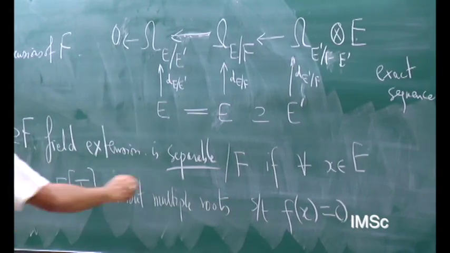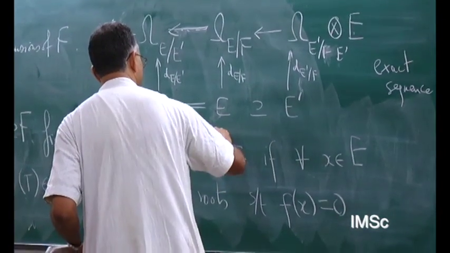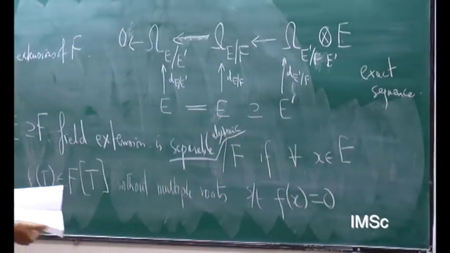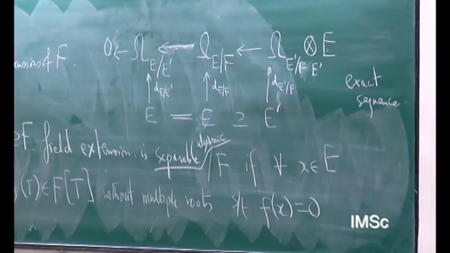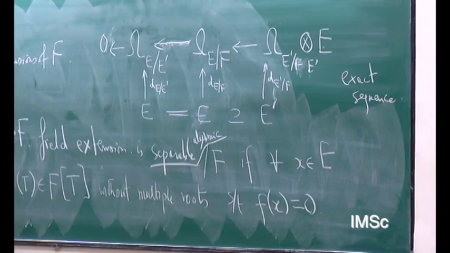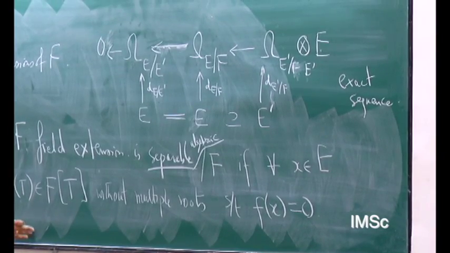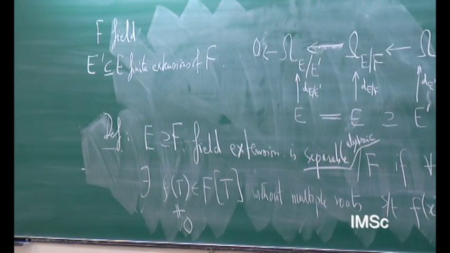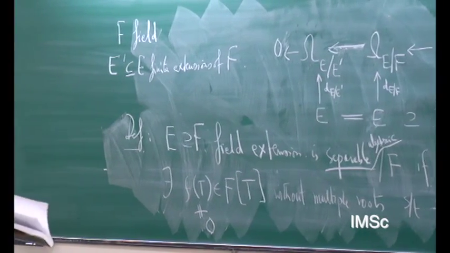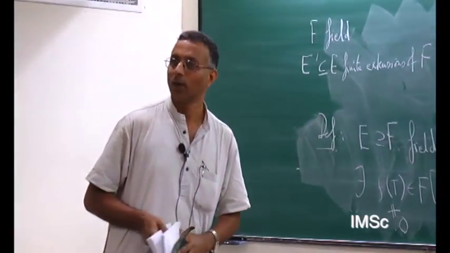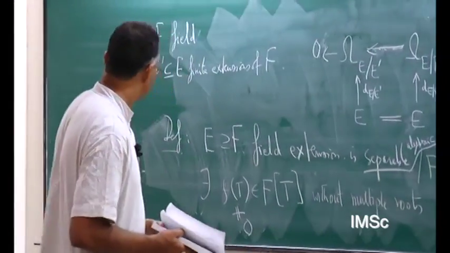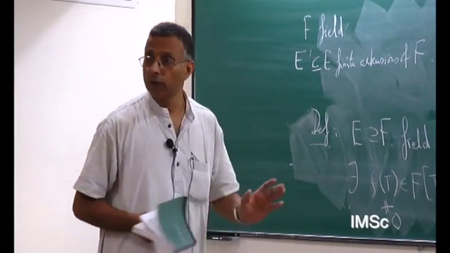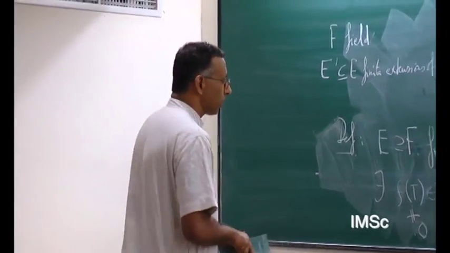Okay, so separable means algebraic and separable. I suppose he should say this is non-zero; he's not being careful. Or maybe 0 has multiple roots, I don't know. Whatever. Okay, so have you seen this definition before? Okay, you have.